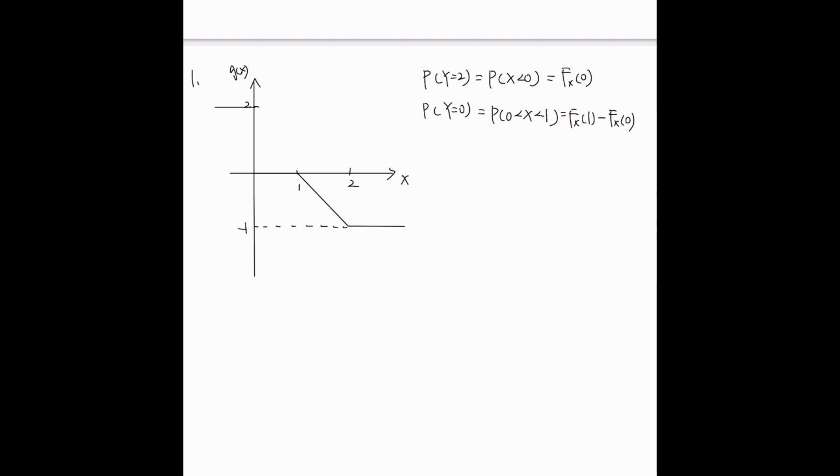For y in negative 1 to 0, y equals negative x plus 1. So f_Y of y equals f_X of x over the absolute value of g prime of x, which equals f_X of 1 minus y over the absolute value of negative 1, which equals f_X of 1 minus y.